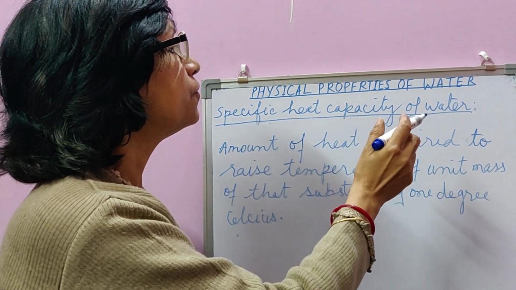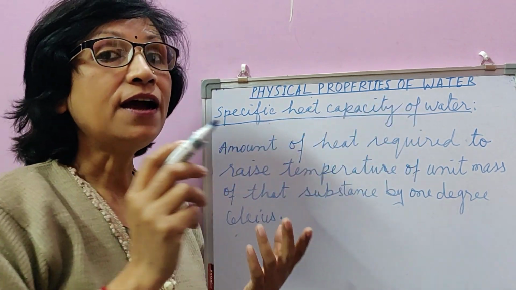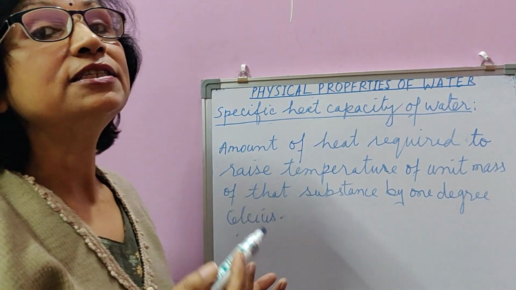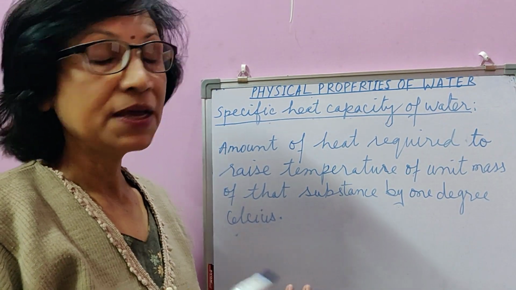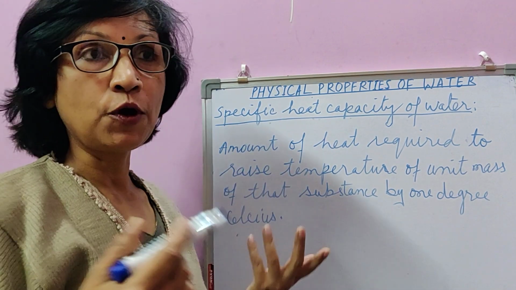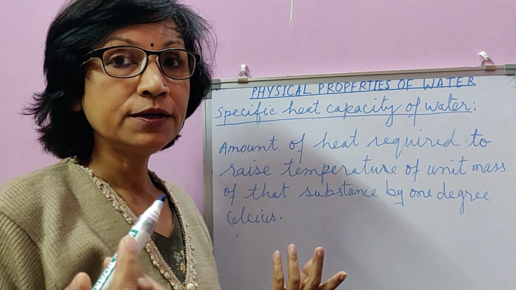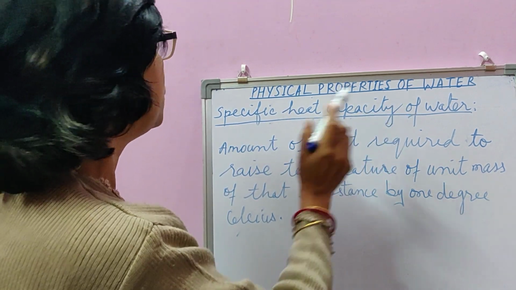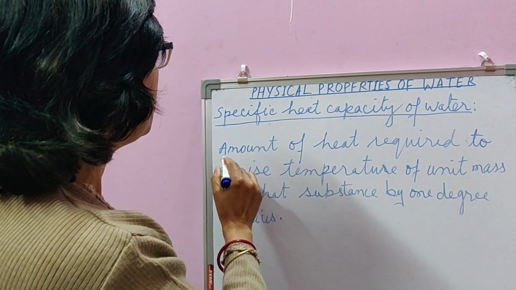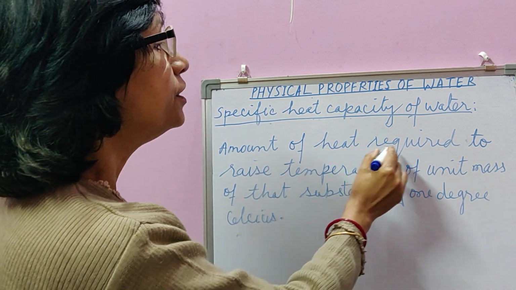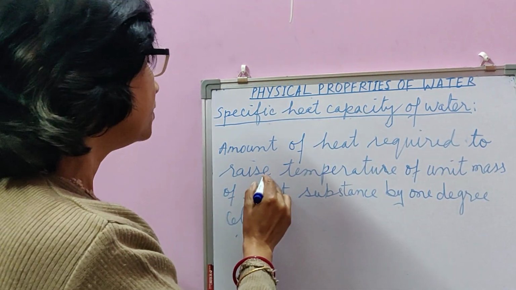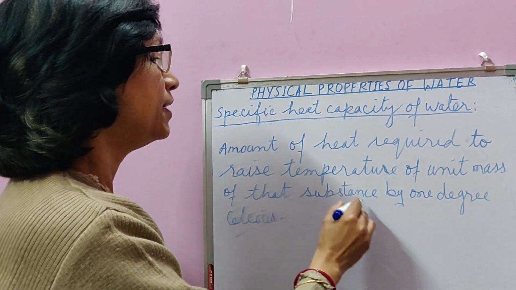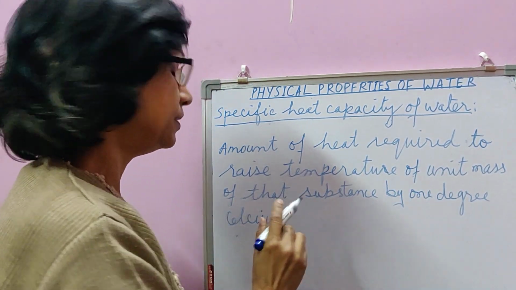Specific heat capacity of water is very high. But before discussing that, let's discuss what is specific heat capacity. Like you know what is boiling point, you know what is freezing point, but you might not know what is specific heat. The specific heat capacity of any substance is equivalent to the amount of heat required to raise, means increase, the temperature of unit mass of that substance by 1 degree Celsius.